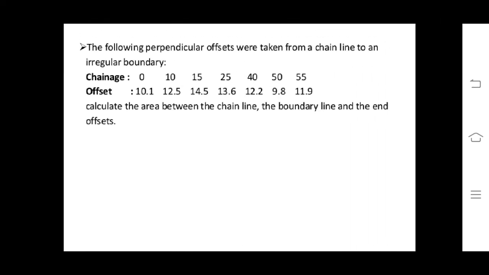The following perpendicular offsets were taken from the chain line to the irregular boundary. Chainage is 0, 10, 15, 25, 40, 50, 55, and offsets are 10.1, 12.1, 5, 14.5, 13.6, 12.2, 9.8, and 11.9.